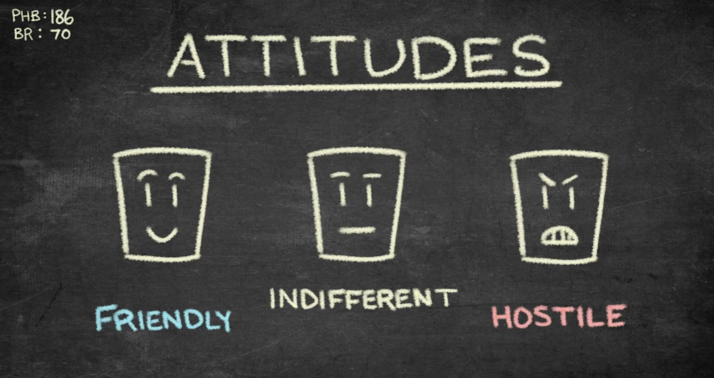Their attitudes can start at friendly, indifferent, or hostile, as determined by the DM. Friendly NPCs will want to help the players. Meanwhile, hostile NPCs are more interested in getting in their way and making things inconvenient.